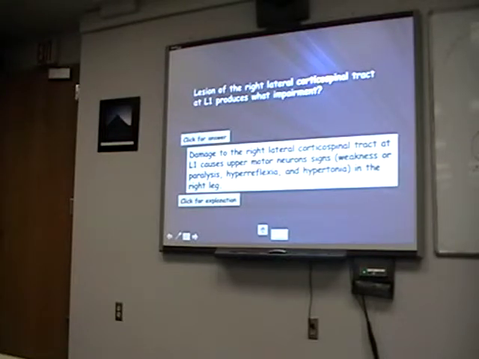But in order to have a lower motor neuron deficit, what would I have to injure? The ventral horn, the entire spinal cord ventral horn. I didn't do that, I just cut L1, right? Everything below L1, that ventral horn, is it okay? Are all those roots, if they leave, okay? They're totally fine. So in order to get a lower motor neuron lesion, I have to either damage a peripheral nerve, a spinal root, or I have to have some disease that causes degeneration of the ventral horn.